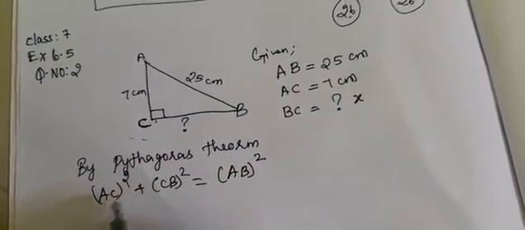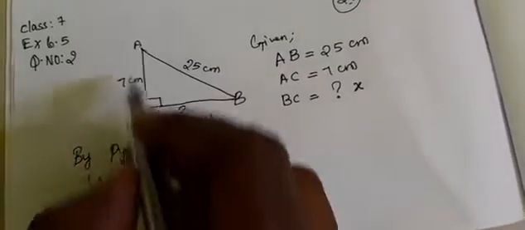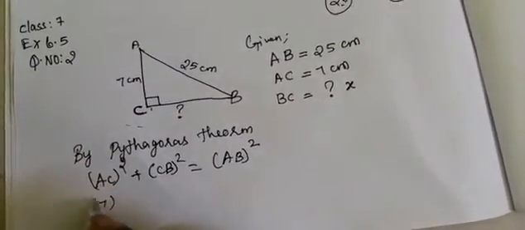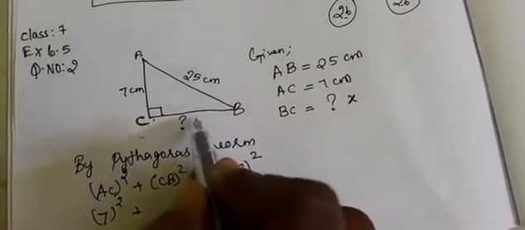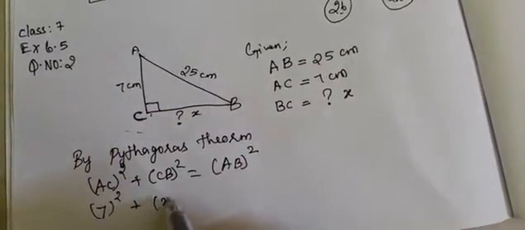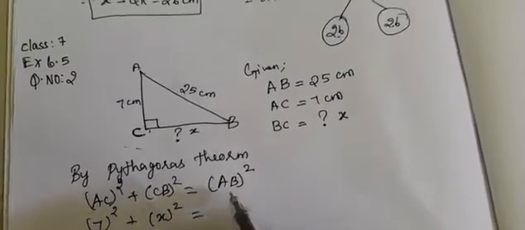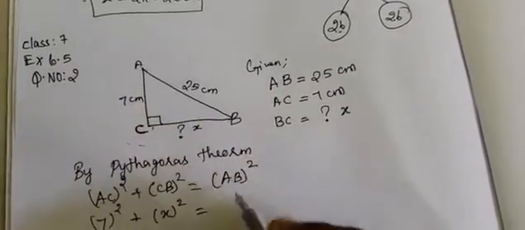Now let us substitute the values. AC square, AC is 7. So 7 square plus CB. CB is unknown value. So we will take it as X square is equal to AB. AB is 25 square.